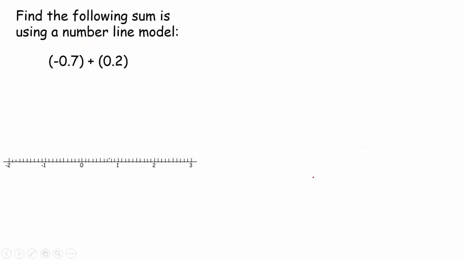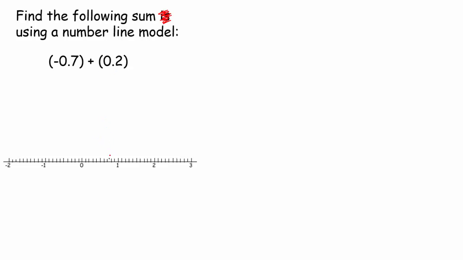Let's try another one. Find the following sum using a number line model. So negative 0.7. This number line is broken into tenths because that's like 7 tenths. So that's negative 0.1, negative 0.2, negative 0.3, negative 0.4, negative 0.5, negative 0.6, negative 0.7, negative 0.8, negative 0.9, and then negative 1. So this is broken into tenths. So that's negative 7 tenths plus 2 tenths.